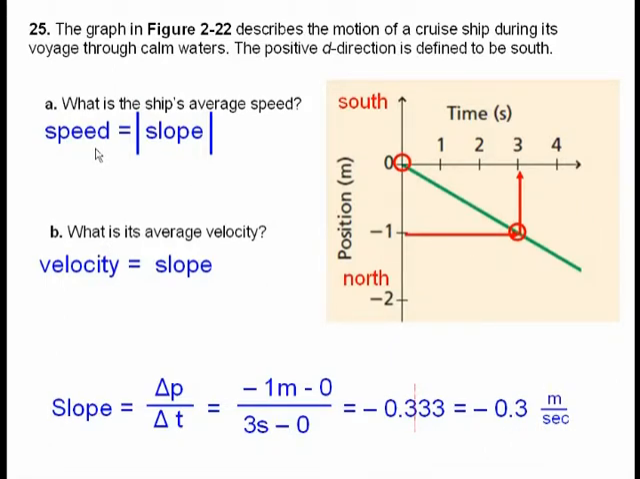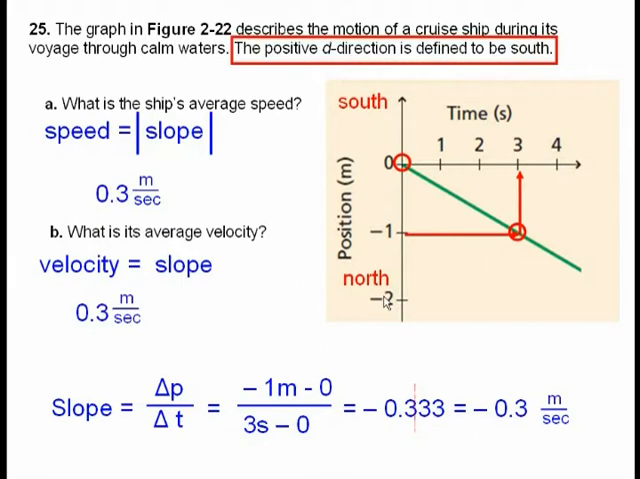So for my speed, we're going to take the slope without the plus or minus sign. For the velocity, we're going to use that minus sign to tell me that the direction is north.